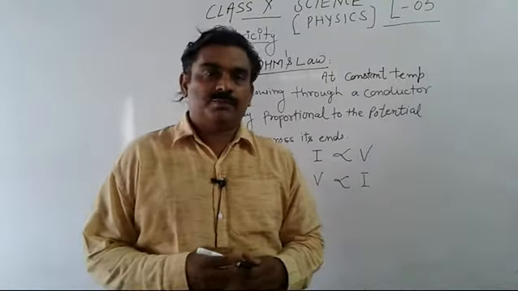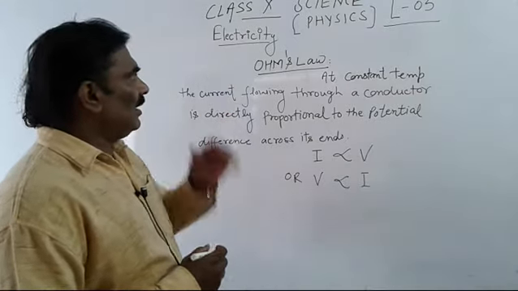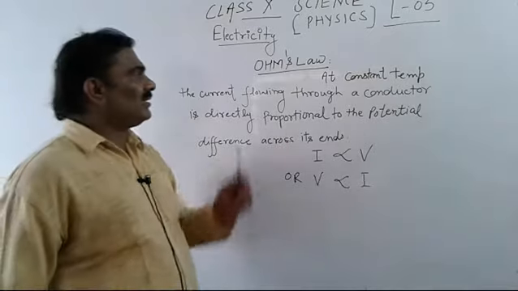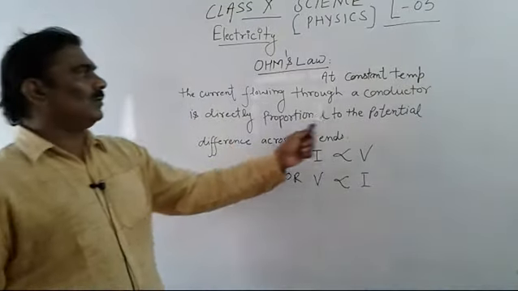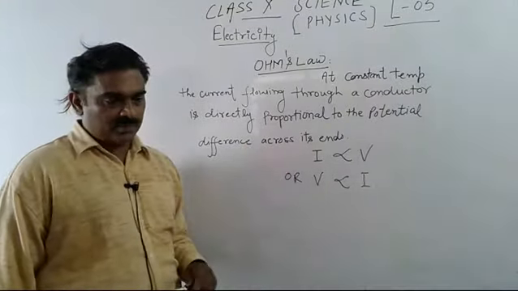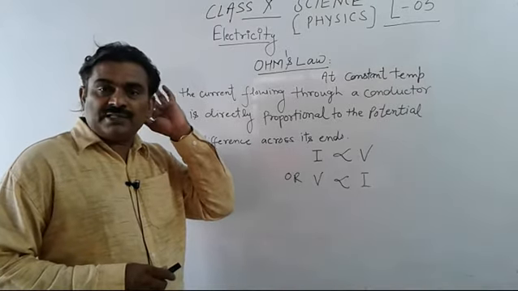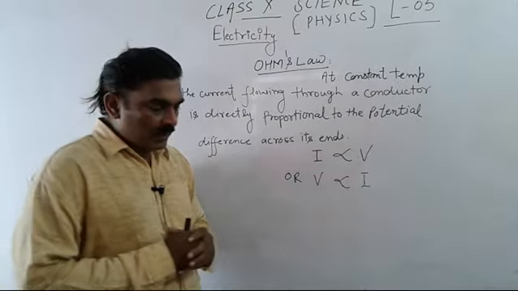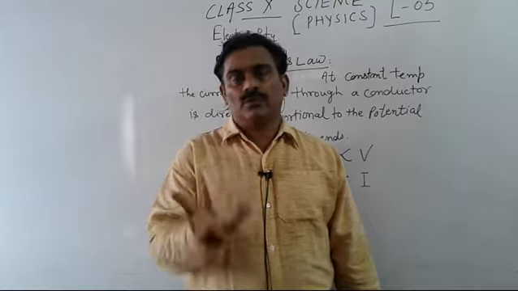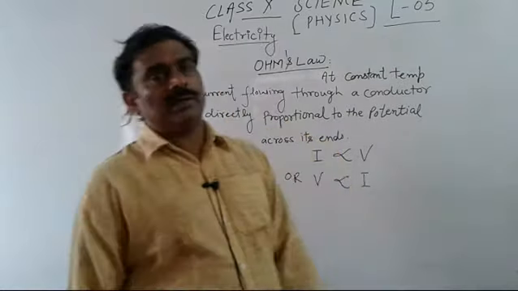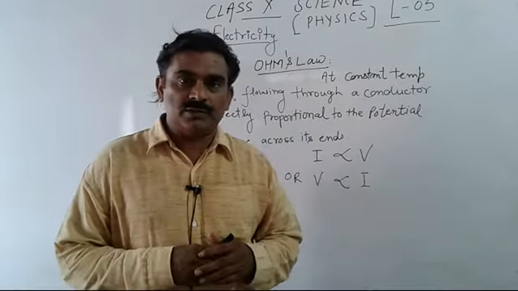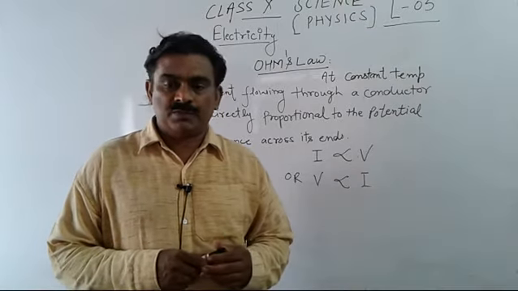Ohm's law means, according to Ohm's law, at constant temperature, the current flowing through a conductor is directly proportional to the potential difference across its ends. In previous lectures, I have described potential difference, and how charges flow. Today I will try to explain it, but before explaining how charges flow, we will discuss Ohm's law.